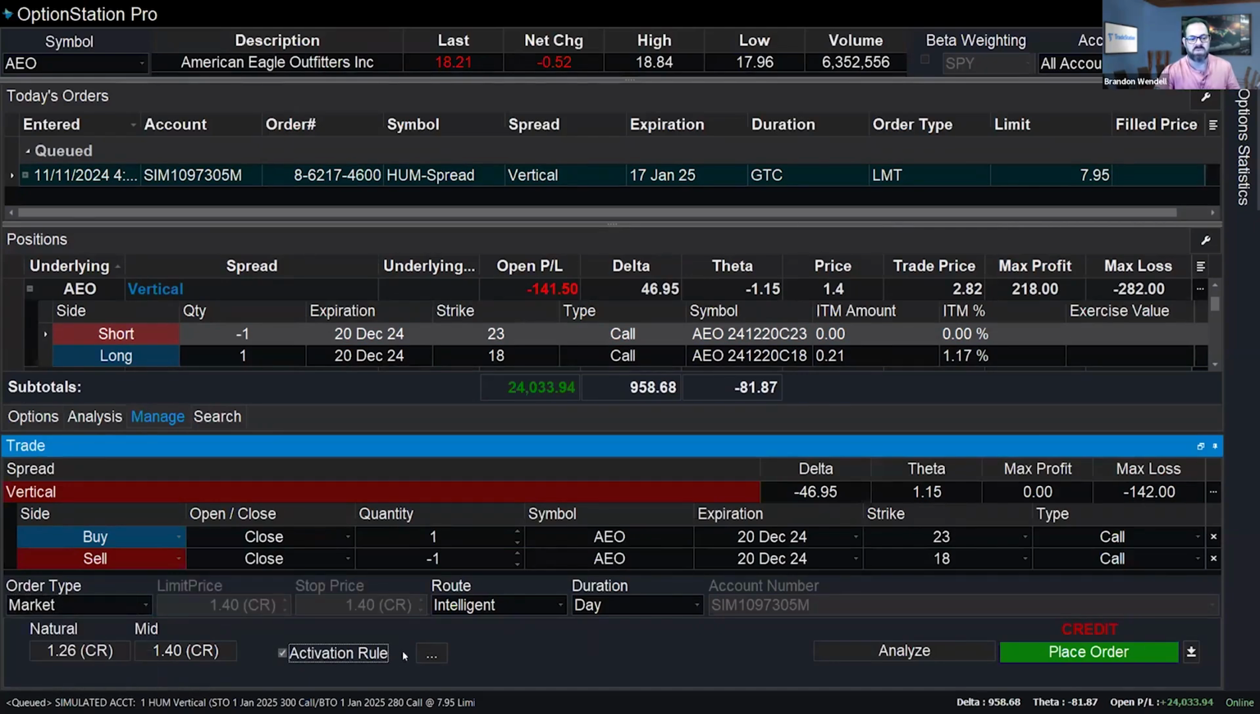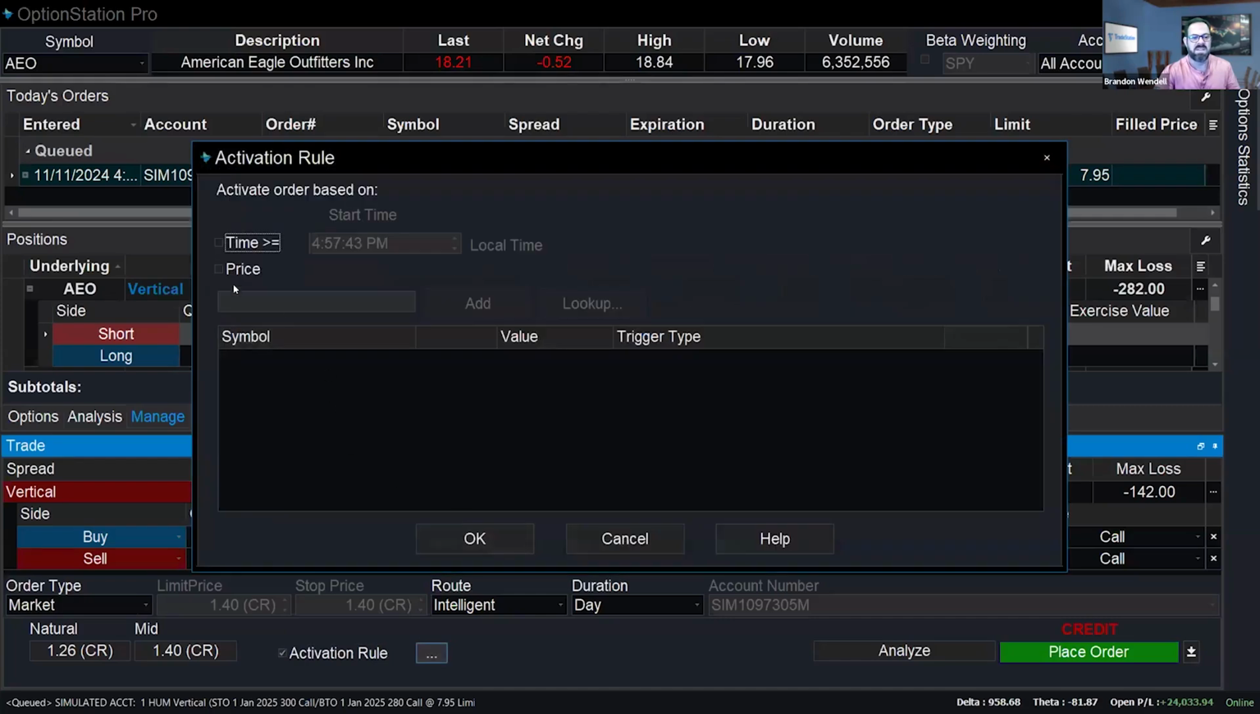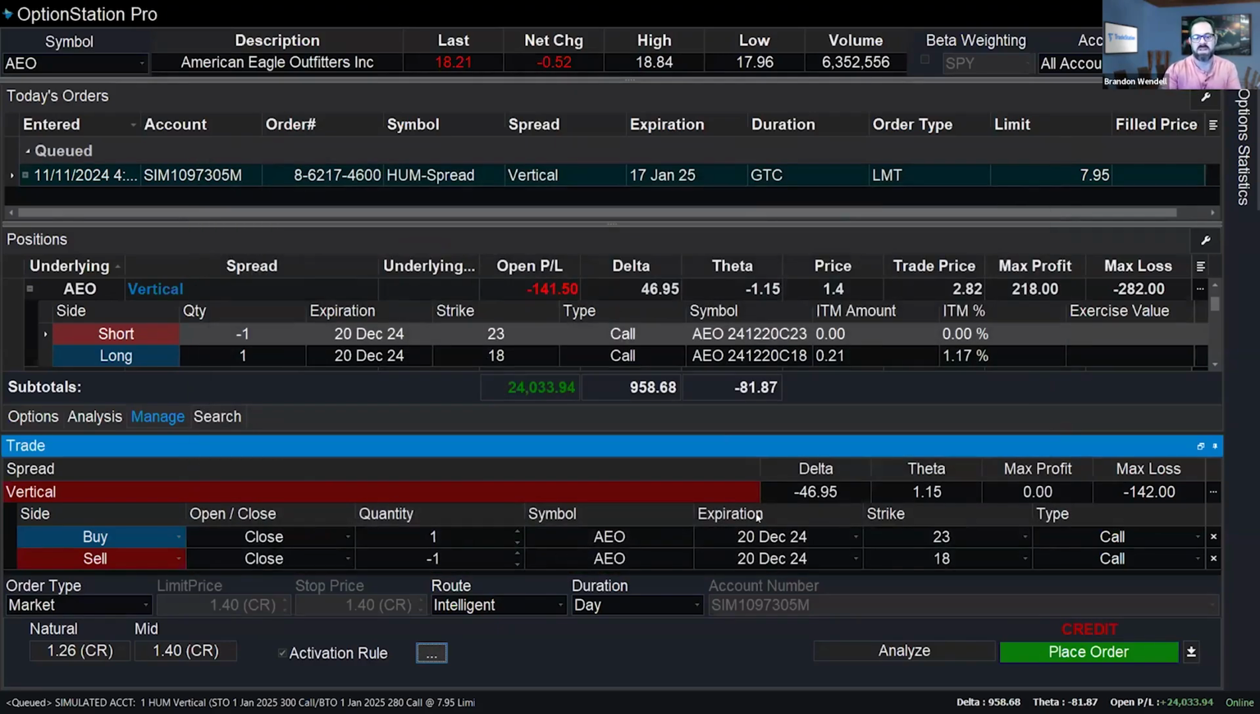Market, activation rule, exit if AEO gets up to or equal to 23, which is the short strike right there. That's it. Once I hit my target, I'll get out. How much will I make? It depends. I can estimate how much I'll make depending on when I think it might happen.